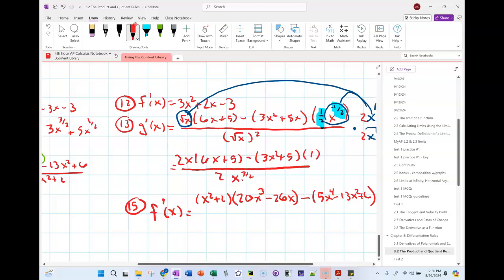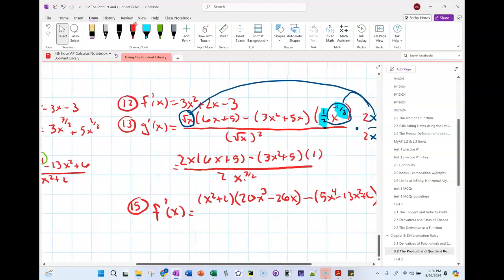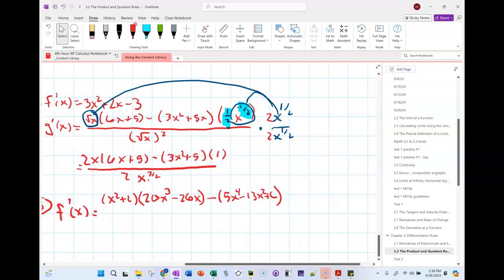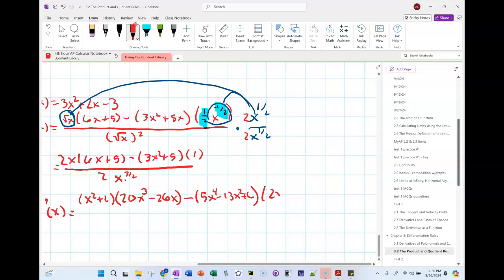Okay, and then we have the top times the derivative of the bottom. What's the derivative of x squared plus 2? It would be 2x, right? Because we subtract 1 from the exponent. And then bottom squared. So far, so good.